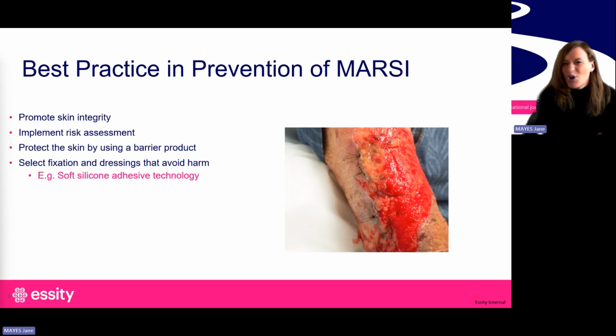You'll also see other interventions that we can put in place, like medical adhesive removers, which are routinely used in some elements of care so that you can dissolve and remove the adhesive before removing the product or the dressing.